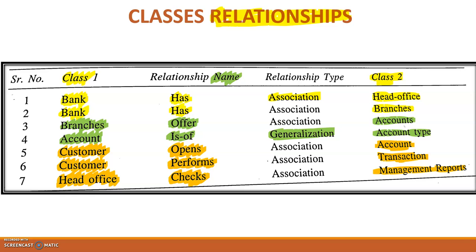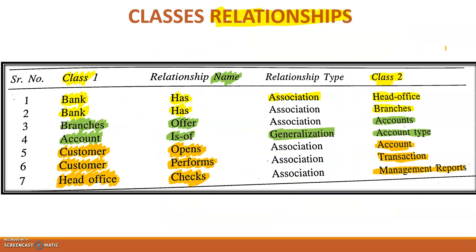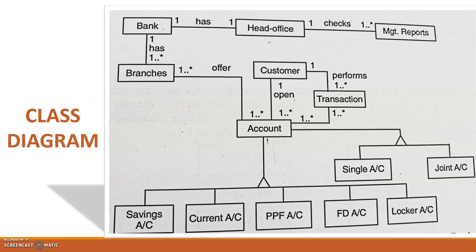This is just an example. This is not the core system, and this is not the complete structure, but it is just an example from the point of view of how you can establish different relationships between different classes. So the first step was to list out all the classes. The second step is to establish the relationships, and the third one is your final class diagram.